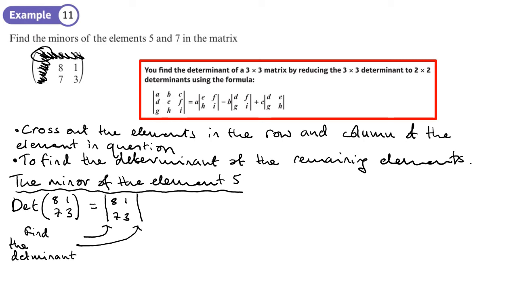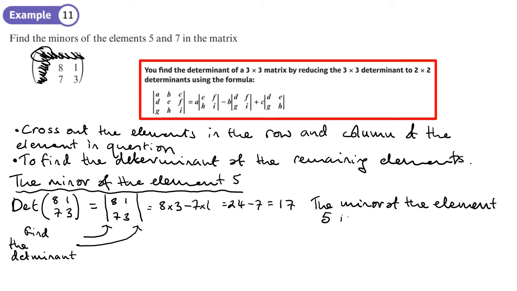Right, so if we do that, that's going to be 8 times 3 minus 7 times 1. So we get a value of 24 minus 7, which is 17. So we say the minor of 5, or of the element 5, is 17. The determinant of the values that are left once we cross out all the elements in the same row and column.